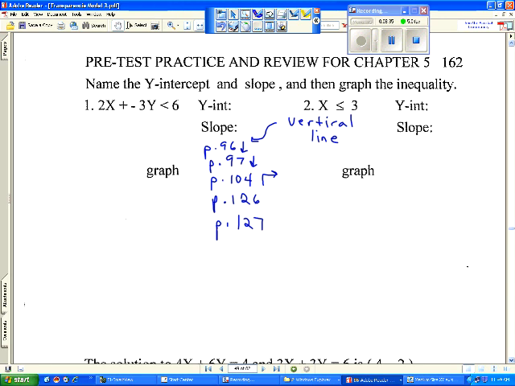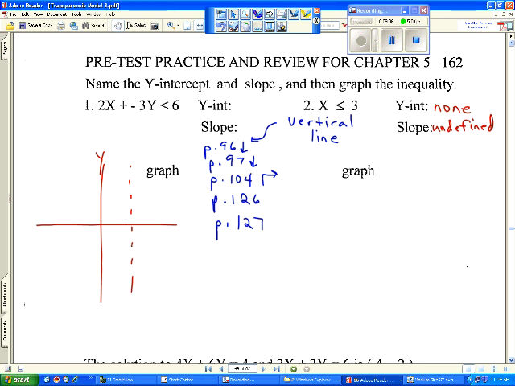What is the slope of every single vertical line? Undefined. Will a vertical line have a y-intercept? No. They never hit the y-axis. They're parallel to the y-axis. So for y-intercept on a vertical line, we put none. Any questions so far?